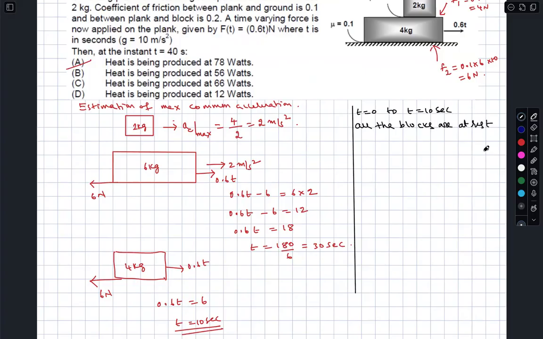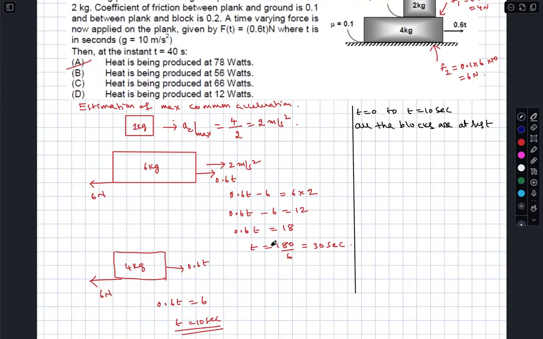This is the first statement. Now respond, ECL students, have you understood this statement? No. Think before that, because there is a lot of things involved in this. From 0 to 10 seconds, both the blocks are at rest. Agreed? Yes or no?